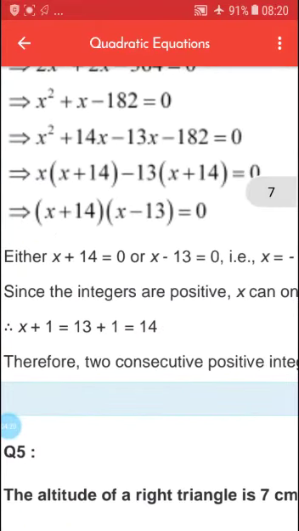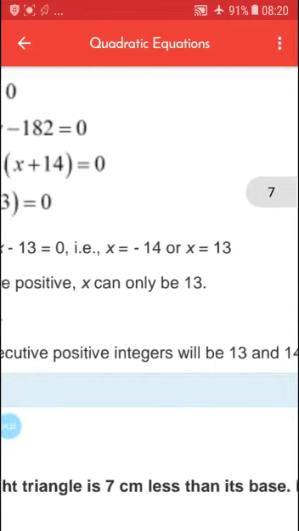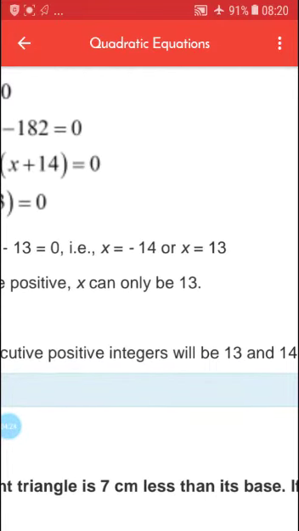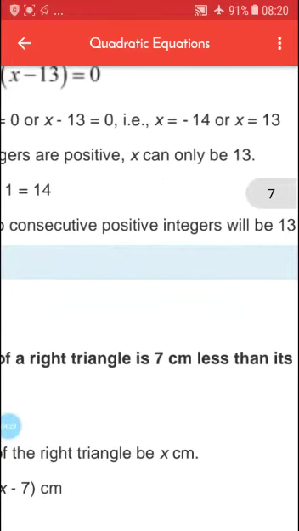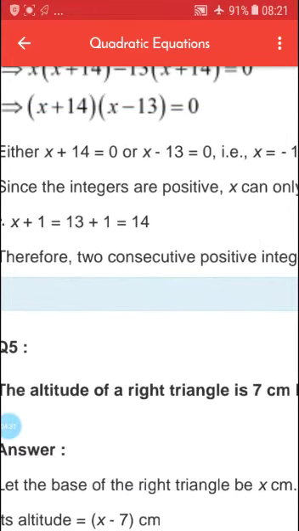Now see, either x + 14 = 0 or x - 13 = 0. Then x = -14 or x = 13. Since the integers are positive, x can only be 13. That's why you take one value.